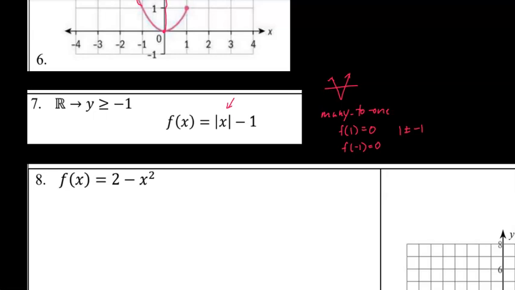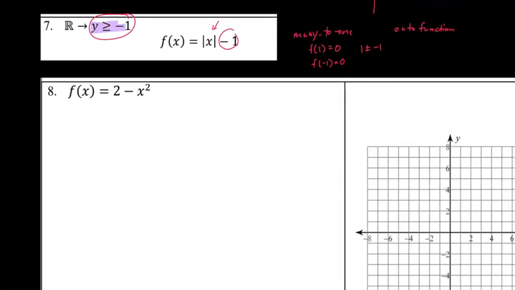Okay, let's look at the range. Y is greater than or equal to -1. So let's see what actually happened to this function. We started at 0, 0, and we just went down to -1. So it starts right there at -1. So it's saying that the range is greater than or equal to -1. That is the correct range on that. So this is an onto function.